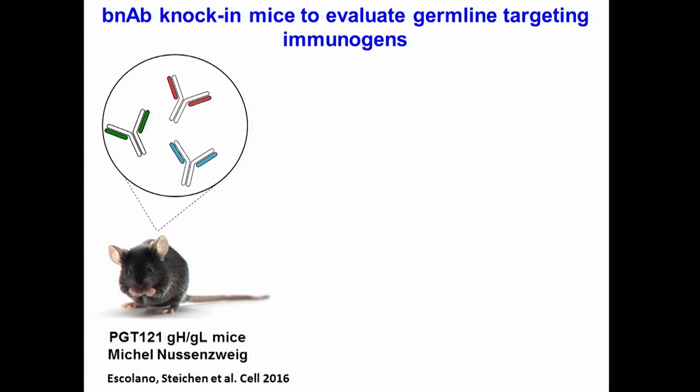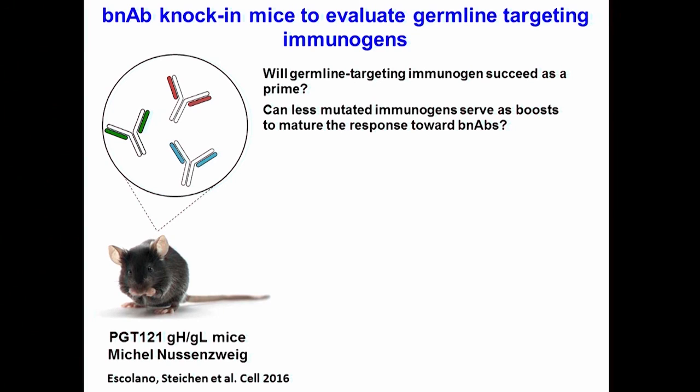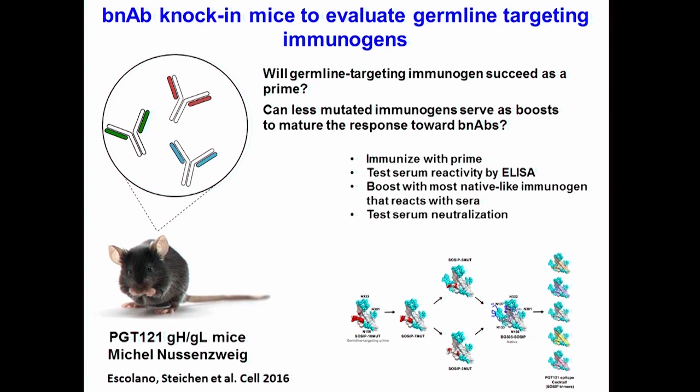And Michel Nussenzweig's lab had engineered this PGT121 germline knock-in mouse, which only expresses the germline of PGT121. And so we wanted to know if in this mouse will our germline-targeting prime be able to prime B cells? And if so, will we be able to boost it along with our boosting immunogens to make a bnAb? And so Amelia Escolano in Michel's lab immunized with our prime and found that we did get epitope-specific responses in these mice. And so then we needed to start boosting.